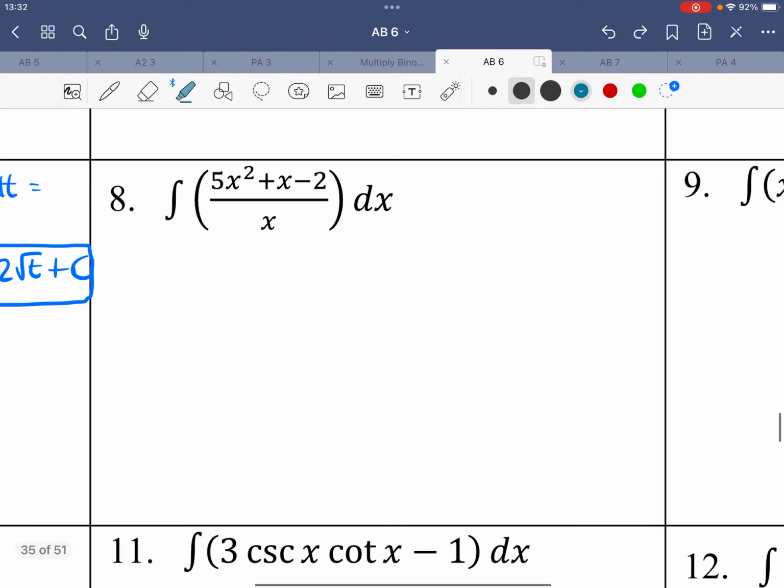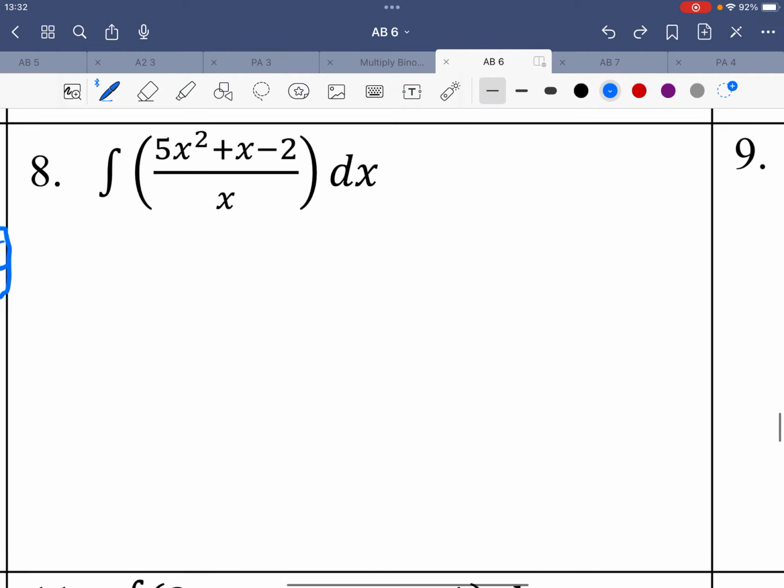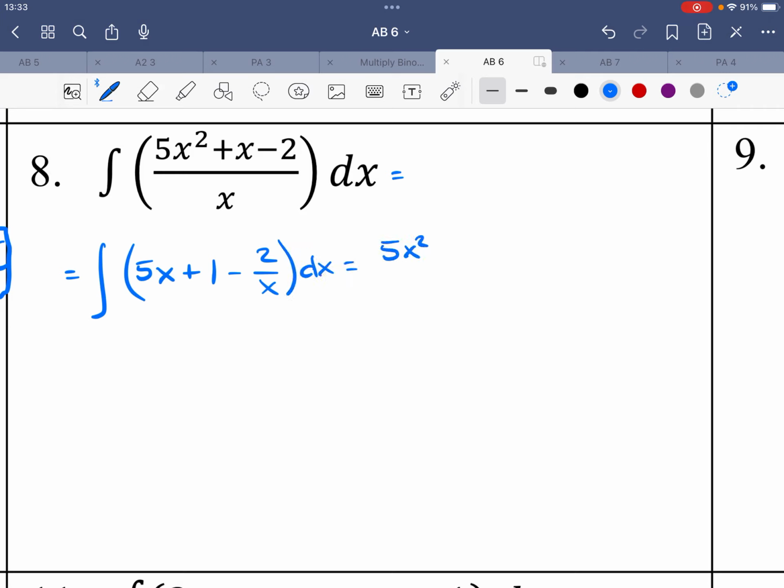Okay. Number 8. Again, I see a quotient, so the first thing I'm going to do is divide. When I divide, I'm going to get 5x plus 1 minus 2 over x. And now I can do power rule. Antiderivative of 1 is x, and then natural logarithm of the absolute value.